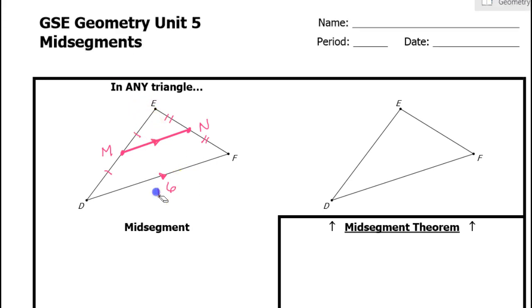If I know the length of this side of the triangle, then of course I will know the length of the midsegment. If I said that DF was 10, then I would know that the midsegment is going to be 5.